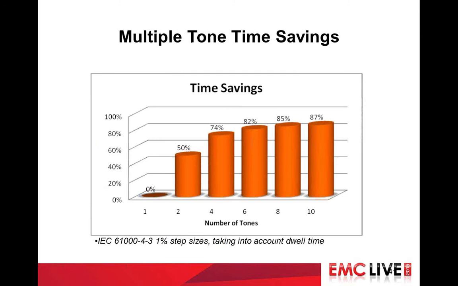This chart shows the types of time savings you can expect in percentage. This is based on the number of tones and 1% step size. As Ben Franklin said, time is money. If you're able to test even 4 tones in the time it would normally take to test 1, you've saved about 75% of the test time. That equates to savings in man hours as well as more cost-effective use of your equipment and increased throughput and efficiency of your testing facility.